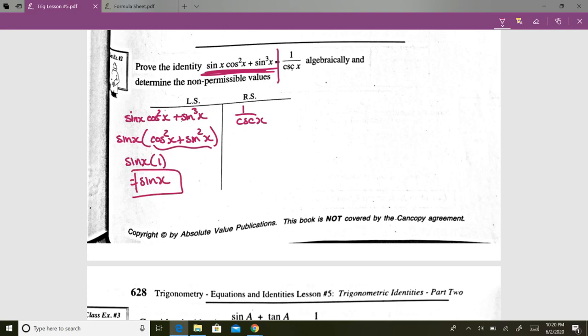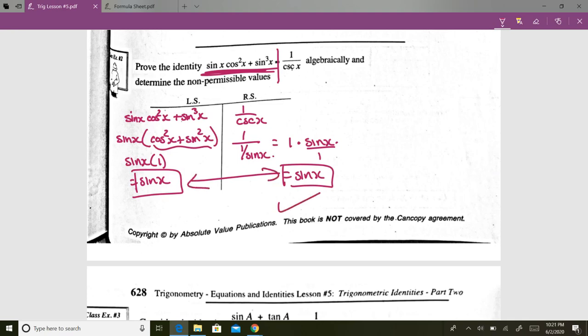It doesn't look the same as the other side, so now we have to mess around with the other side. And remember, we don't want any cosecants. We want everything to be sine and cosine. So what is cosecant? It's 1 over sine. So this is 1 over 1 over sine. Well, you flip the bottom fraction when you're multiplying, or dividing, sorry. That is just sine of x. And we are done. All right. Change everything to sine and cosine. Look for factoring. Do not cross the equal sign. Keep manipulating until you get there.